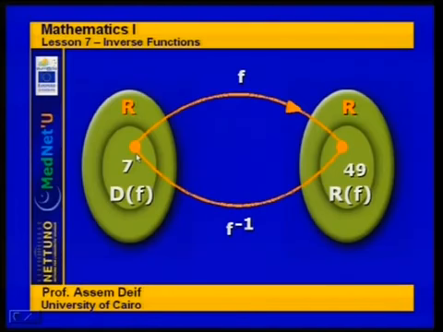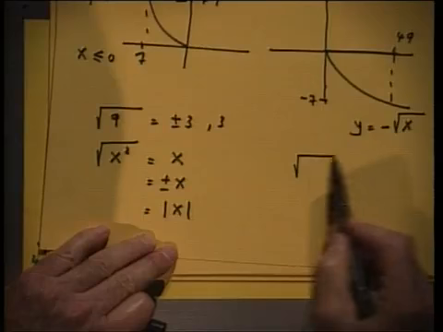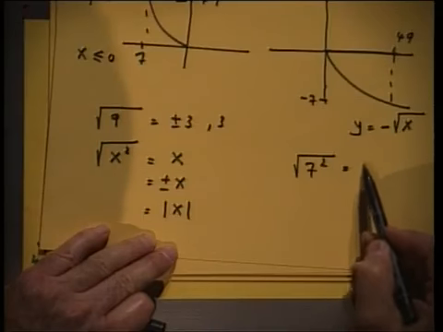In fact, if you want to square 7, you get 49. And if you want to get the square root of 49, it's equal to 7. In fact, you can do both operations. In other words, you can get the square root of 7 squared. If you want the square root of 7 squared, you get 7.